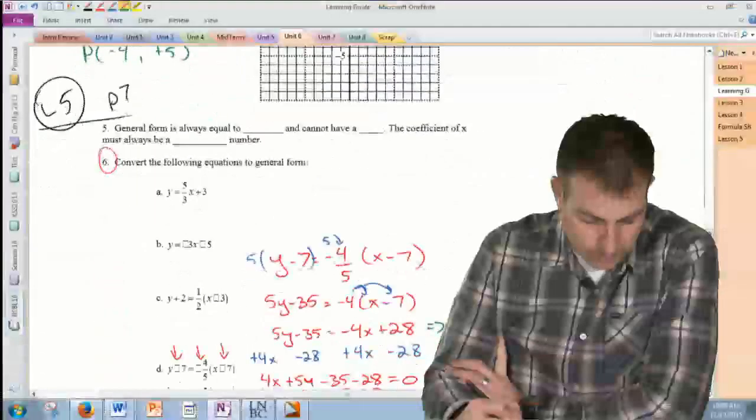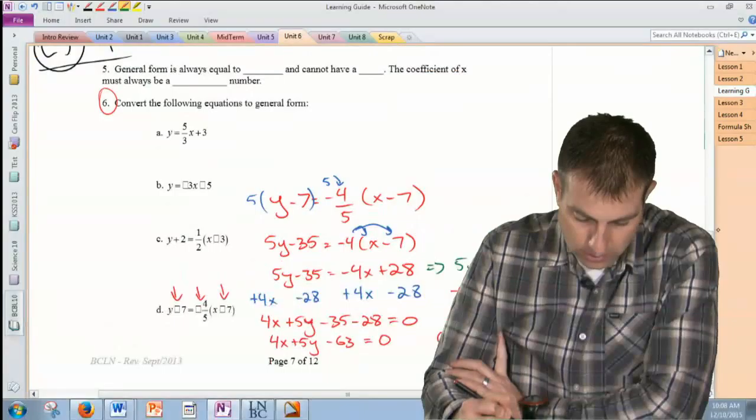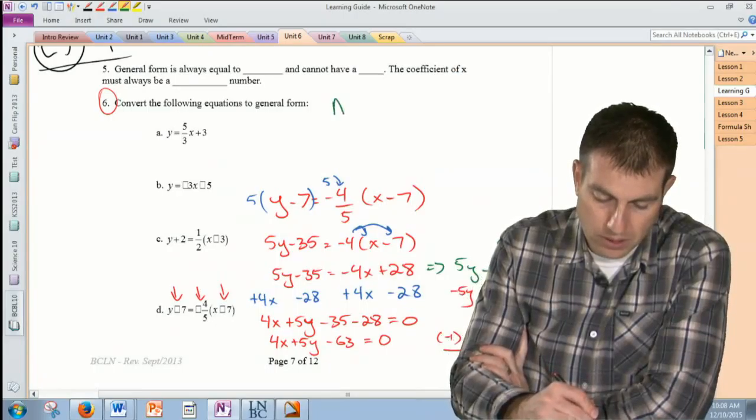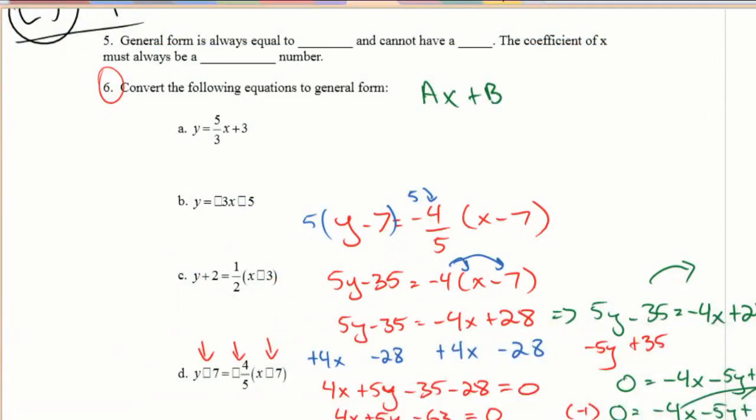Number 6, I think I did almost all of these. Convert the following to general form. Remember, we have to have ax plus by plus c equals 0. A must be a whole number, so it has to be a positive integer. B and c can be whatever you want, as long as they're not fractions.